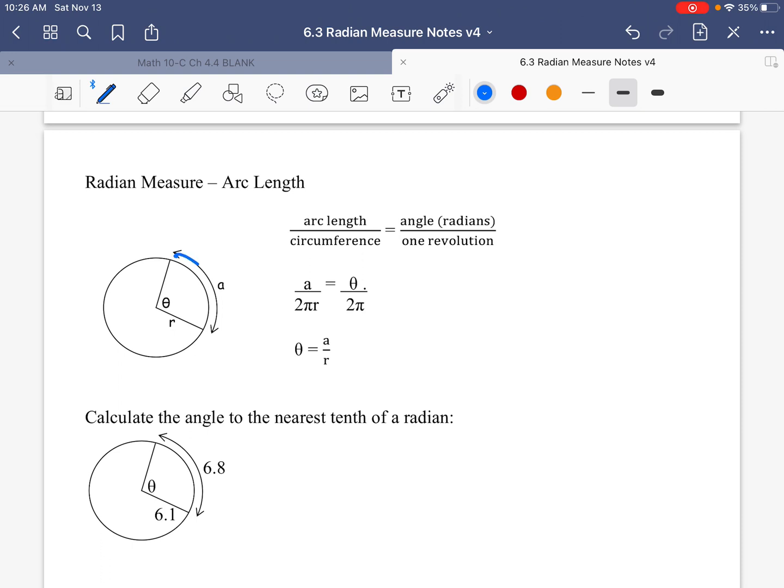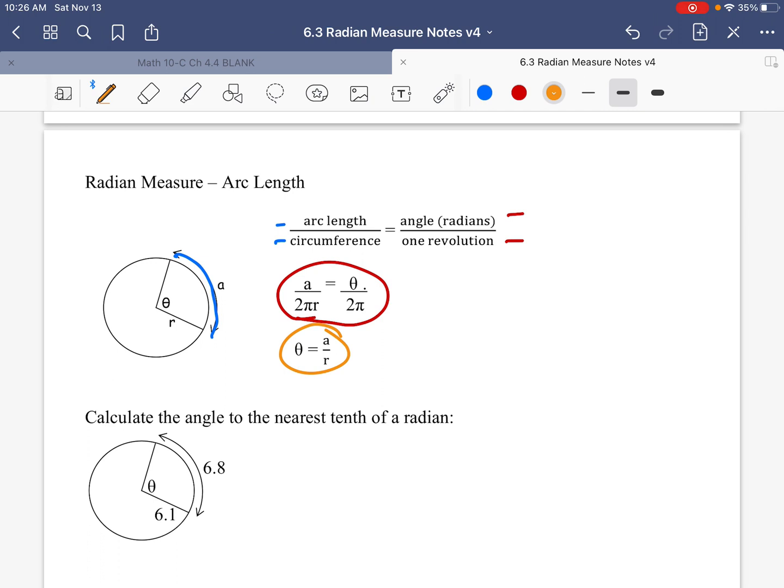So, let's derive a formula. Arc length, A, is part of the circumference. I want you to realize that's similar to the angle, which is part of one revolution, or one complete turn. So A over 2 pi r, the arc length, equals theta divided by 2 pi, the distance for one revolution. Now we cancel stuff out. We're down to this formula here. Theta equals A over r.